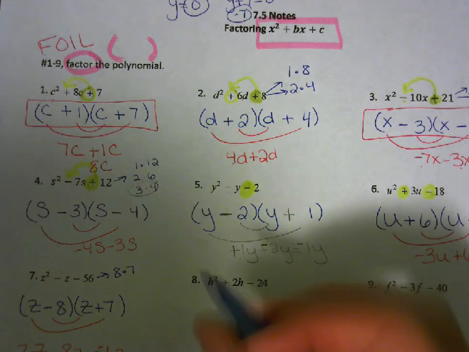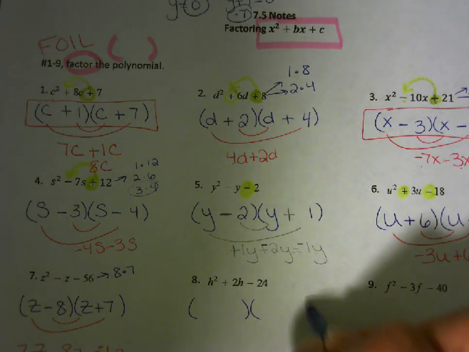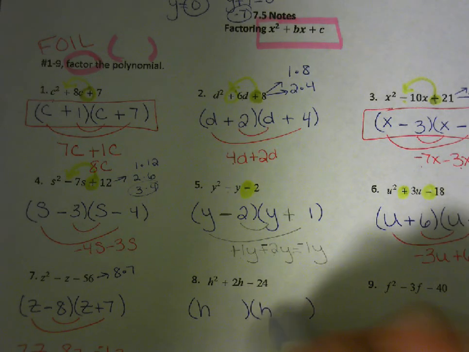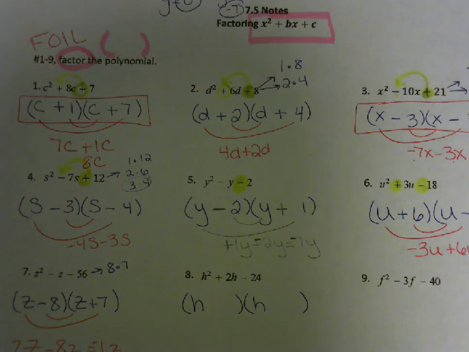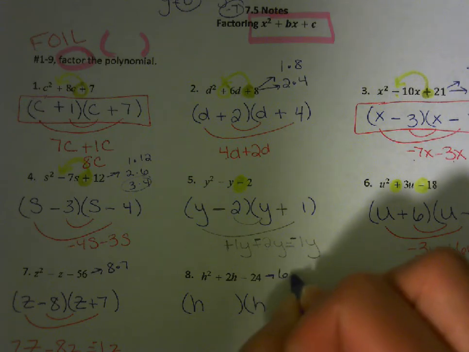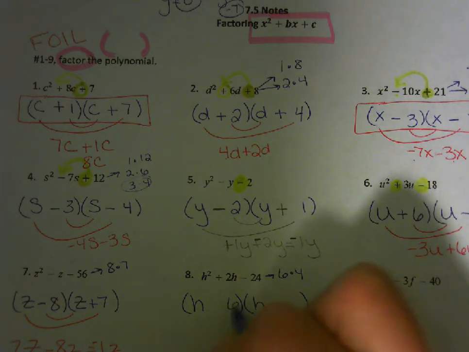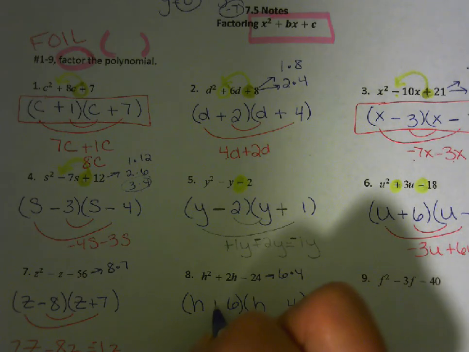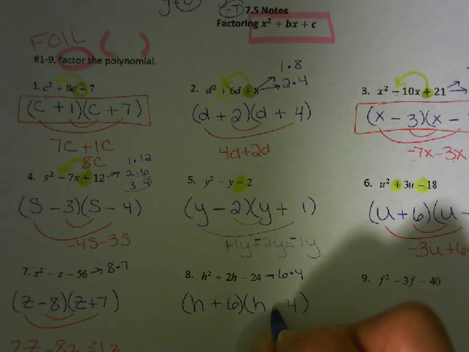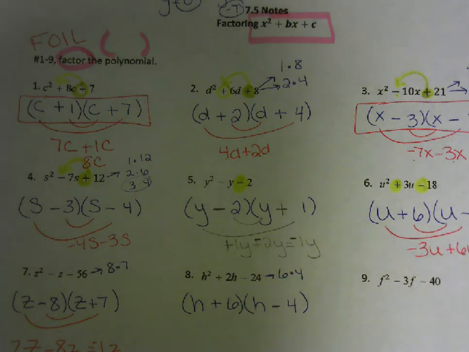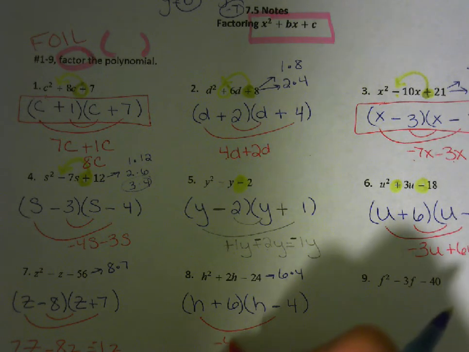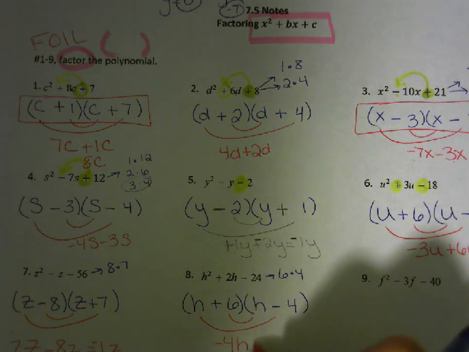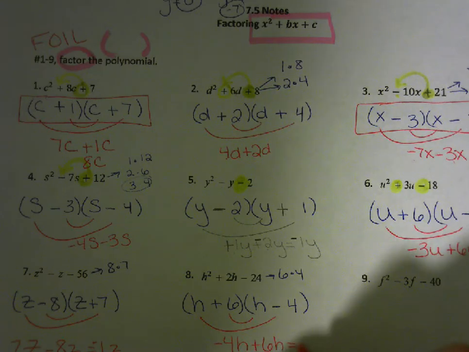All right, 24. I've got H and H. And 24, I'm thinking this is going to be 6 times 4. So 6 times 4. Again, this tells me my signs are going to alternate. And then this right here is going to go with the bigger of the 2. So I'm going to go with the plus 6 and minus 4. And I'm going to check my outer. So that's a negative 4H and a plus 6H, and then I get a 2H.